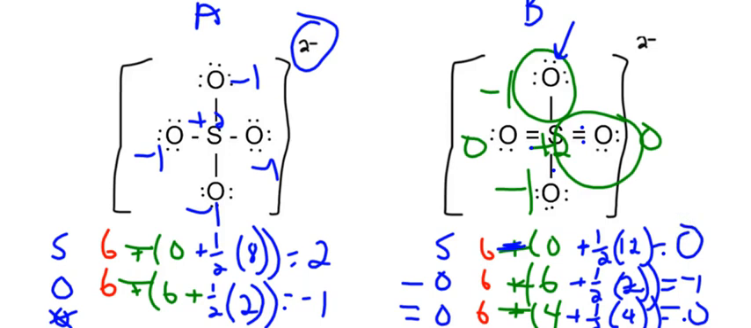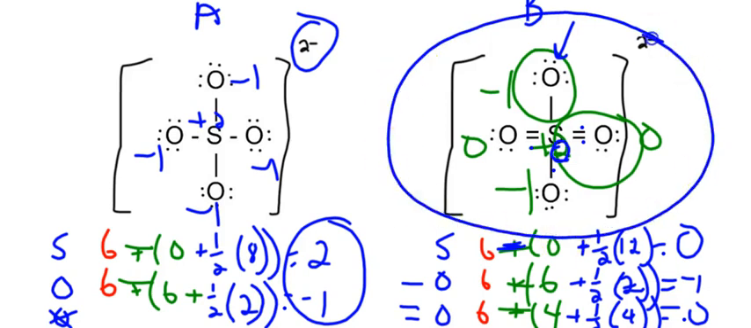Oh, and now it makes a whole lot more sense, because if the sulfur is actually 0, and my single bonds are -1, and my double bonds are 0, it has formal charges closer to 0 than this structure does. I have 2 zeros and a -1. Here I don't have any zeros. So this actually, believe it or not, is the best structure, and it probably spends most of its time in that structure.